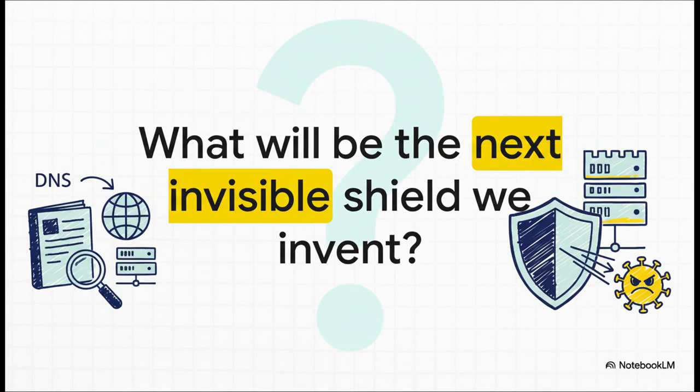Which, it kind of leaves us with a really fascinating question to think about. We invented DNS to solve the problem of scale, right? And we invented WAFs to solve the problem of application security. So as our digital world gets more and more complex, what new problems are we going to face? And what do you think the next invisible shield we invent will be?